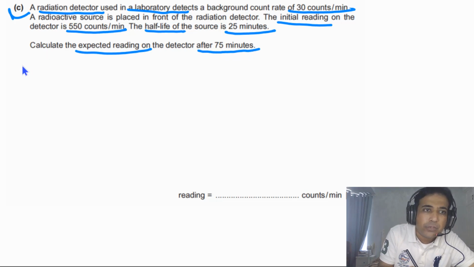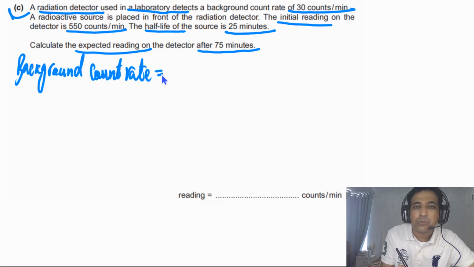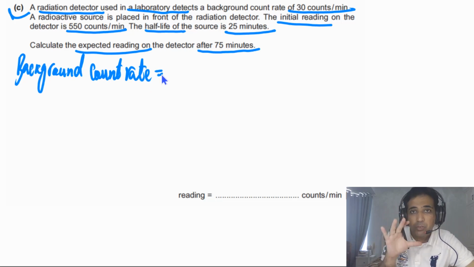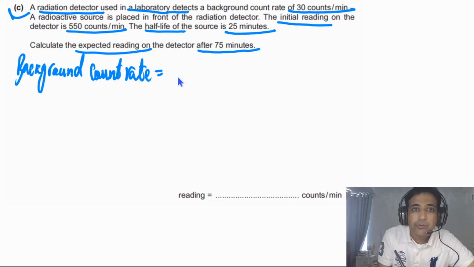So first of all, for this question we have a value of background count rate. So we can write down background count rate. Very important point, step by step you need to understand. It's a beautiful question about half-life. We can also say this is a typical type of question, or a difficult question on half-life. We have background count rate that is equal to 30 counts per minute, and this count rate is always present.